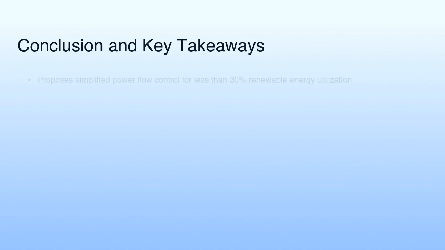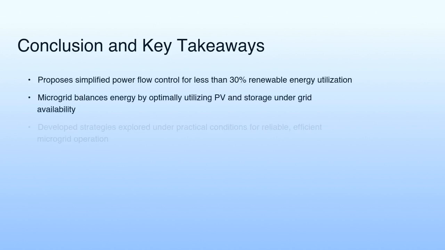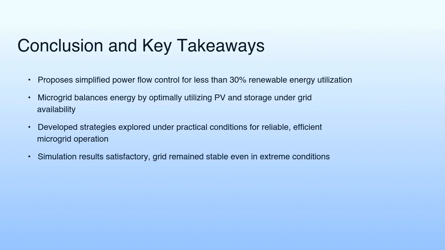The proposed system simplifies power flow control for scenarios with less than 30% renewable energy utilization, optimally utilizing PV and storage systems under grid availability to balance energy needs, with the developed strategies explored under practical conditions to ensure reliable and efficient microgrid operation, and the simulation demonstrating satisfactory performance and grid stability even in extreme conditions.